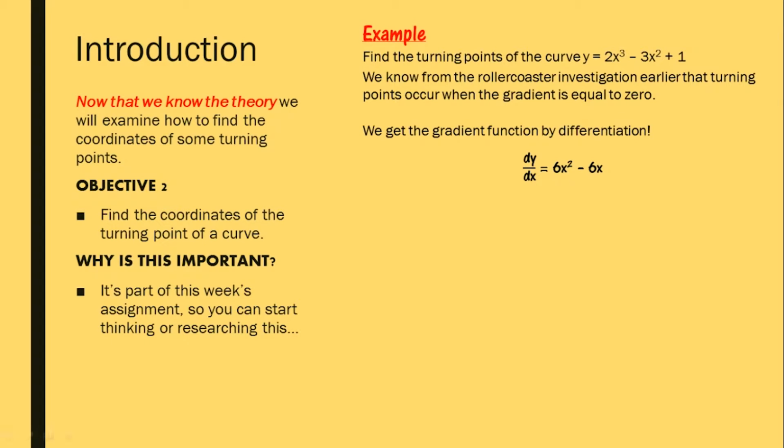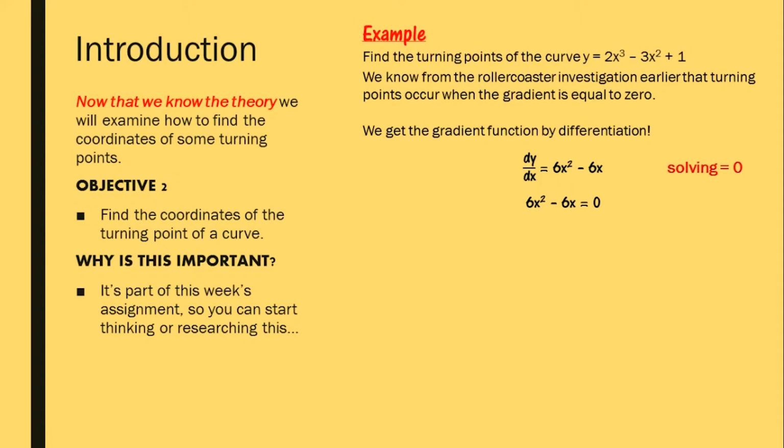When we do that, we get 2 times 3 gives us 6, and let's decrease the power of x by 1, that gives us 6x squared. Then minus 3 times 2 gives us minus 6. 2 minus 1 gives us 1, so it becomes x. And when we differentiate a number or constant term, it disappears. We're going to solve this equal to 0. So that would be 6x squared minus 6x equals 0.